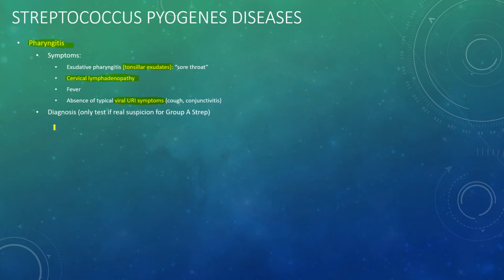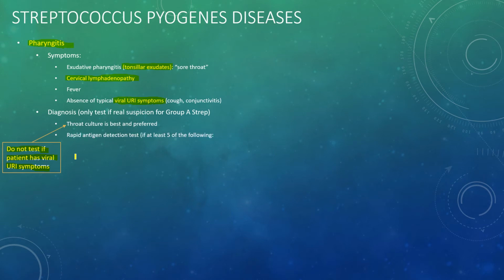So, diagnosis. You only test if you're really suspicious for group A strep. If you think it's a viral URI, do not test. It's a waste of a test. The time that you want to test is if it's high risk for group A strep, and throat culture is the best and preferred test. So once again, do not test if the patient has viral URI symptoms. Very, very important. Remember, if you have viral URI, you just go home and drink fluids, rest, and it will go away on its own.